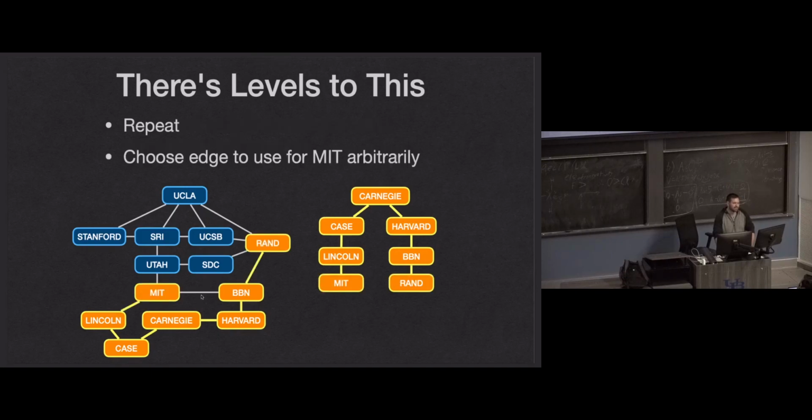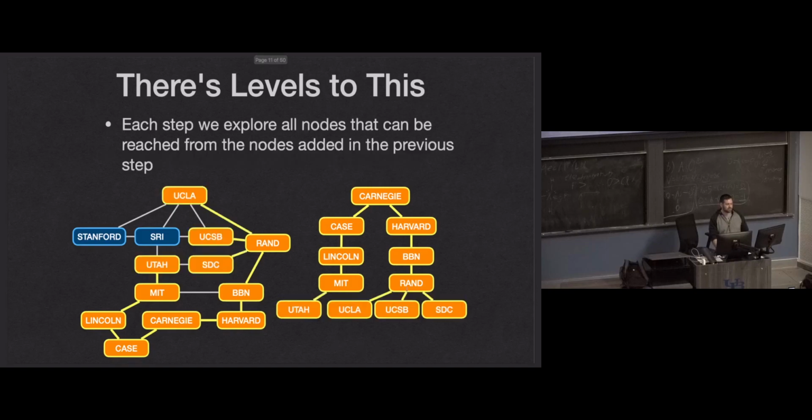And this edge that wasn't used to explore any nodes, I'm not going to draw in my graph on the right. So this edge between MIT and BBN, I'm just not going to draw it. I'm going to keep doing this. MIT is going to discover Utah. Rand is going to discover 3 separate nodes. Again, all edges going down.